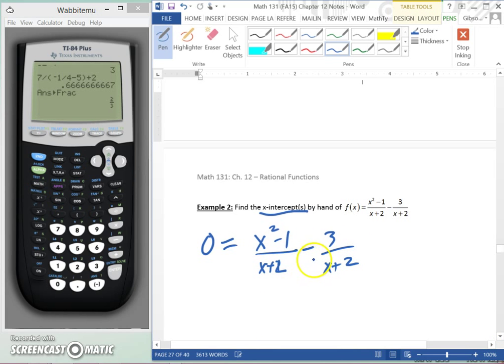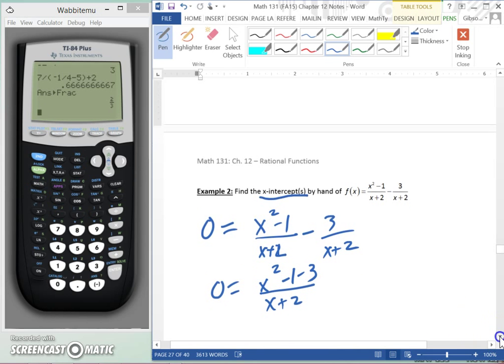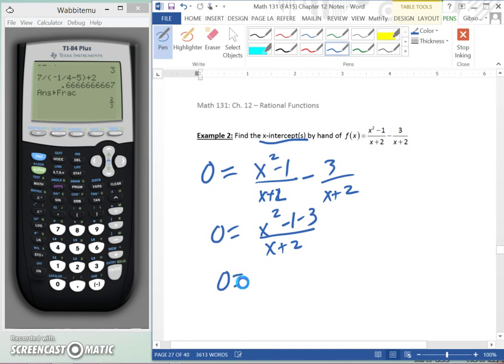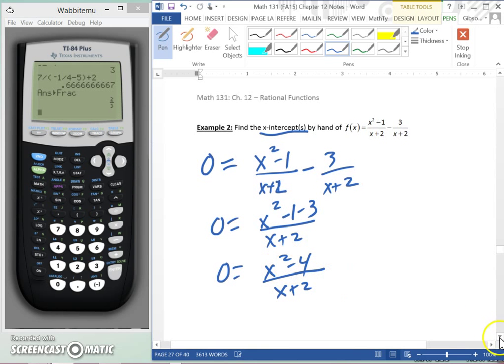So now what we need to do is combine these fractions because they have the same denominator, which is x plus 2. And then we will have x squared minus 1 minus 3. And this will give us 0 is equal to x squared minus 4 all over x plus 2. Now before we go about getting rid of the x plus 2, this is what we need to do. We can factor this numerator.